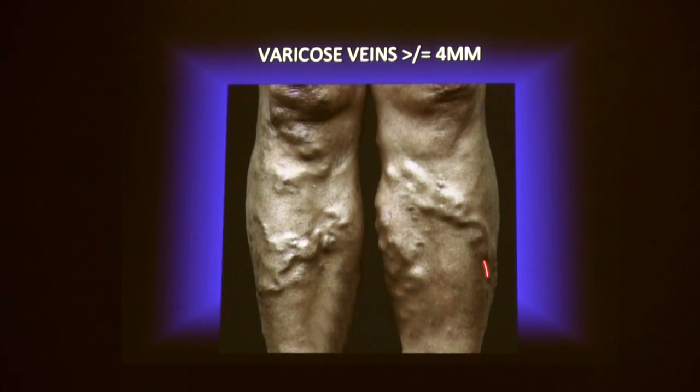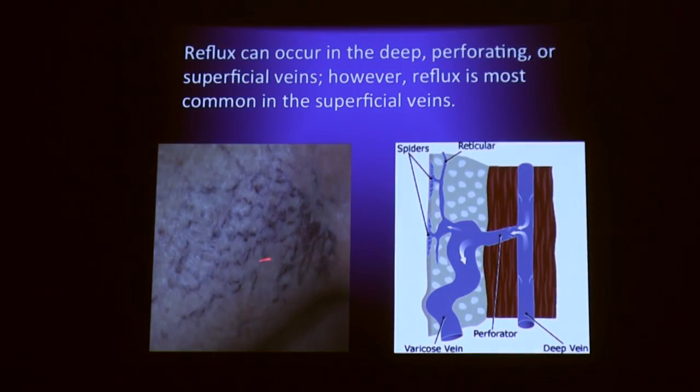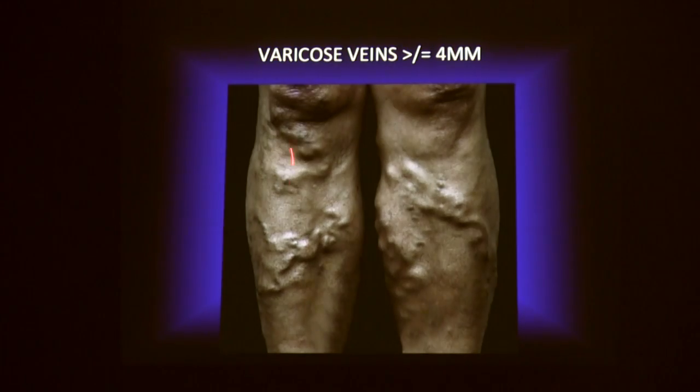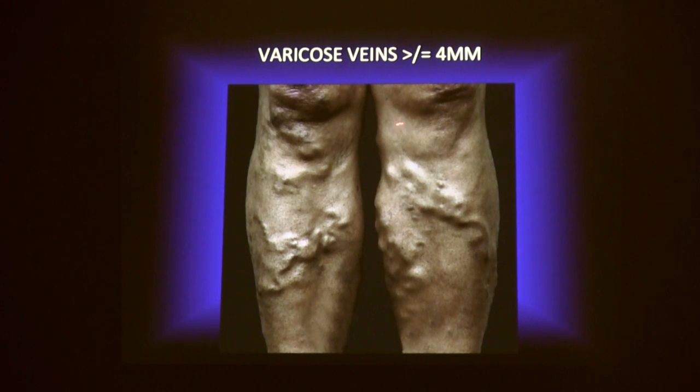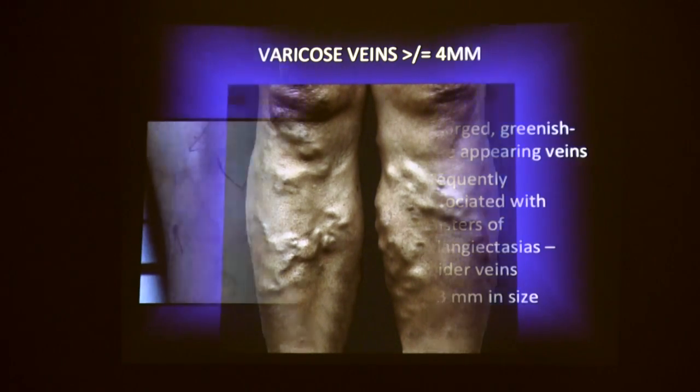Okay? This is a bit of terminology for you, but this would be called varicose veins. Why? They're greater than or equal to 4 millimeters. And you can see how big these are. Compare that to these. Would these be varicose veins? No, they're much smaller, right? So these are varicose veins in the pretibial, below the knee, calf area.